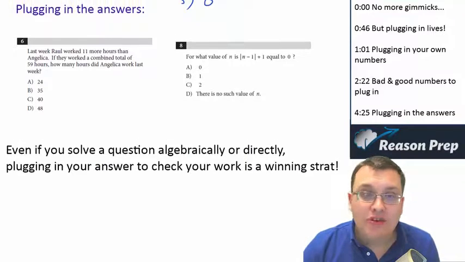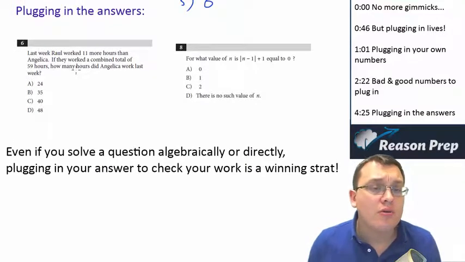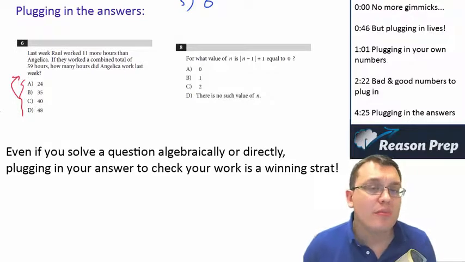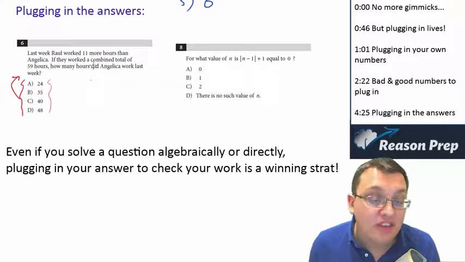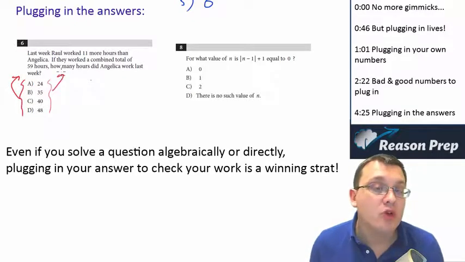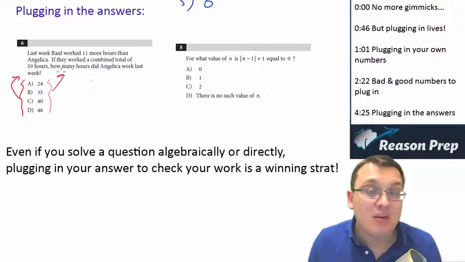Plugging in the answers is a little bit different. We're not going to plug in our own number. Instead, we're going to take the numbers in the answer choices, plug them into the problem, and see which one is consistent with the problem. Here, as soon as you find one that works, you're done because there's only going to be one that works. So here are two cases. Here you've got a specific thing, in this case the hours Angelica worked. You can plug that in and see if it makes sense with the problem.